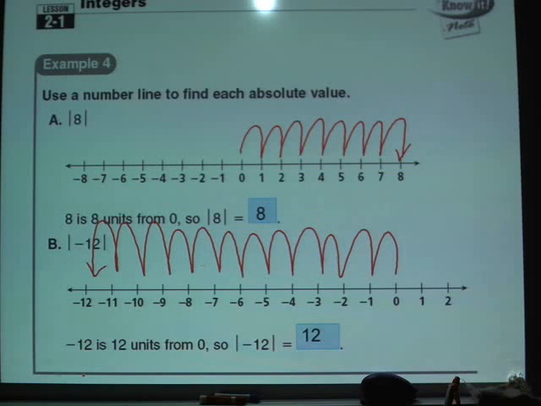Absolute value is always the positive value distance. How many jumps a number is away from 0. Again, the result, the answer, is always positive. Don't ever say that it's the opposite, because it's not the opposite. It's always the positive valued result.